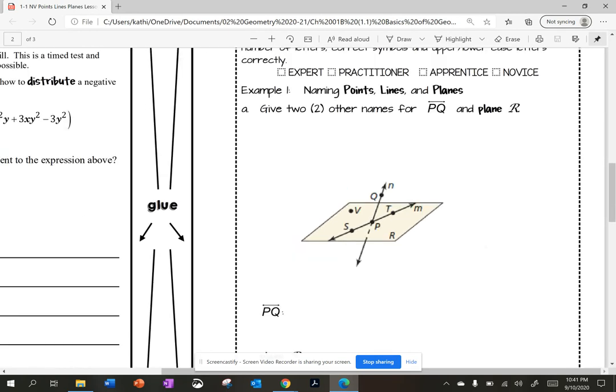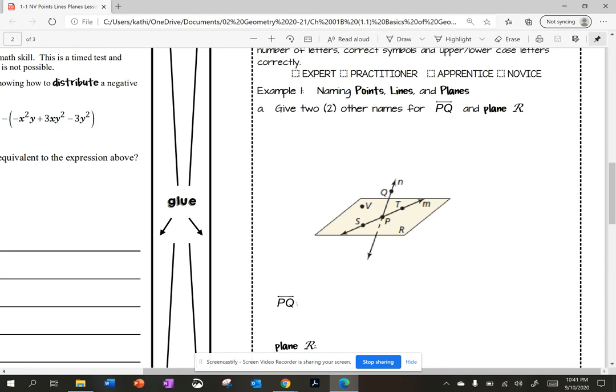So PQ is this line here. Here's the line we're talking about. So 2 other names besides PQ. I can change the order of the letters of the points. So I can call this line QP, or I have a lowercase script letter on the end here, so I can call this line n. It's a lowercase script letter.